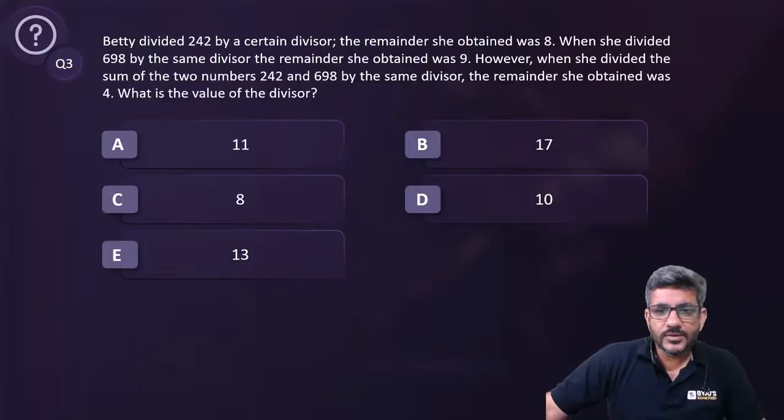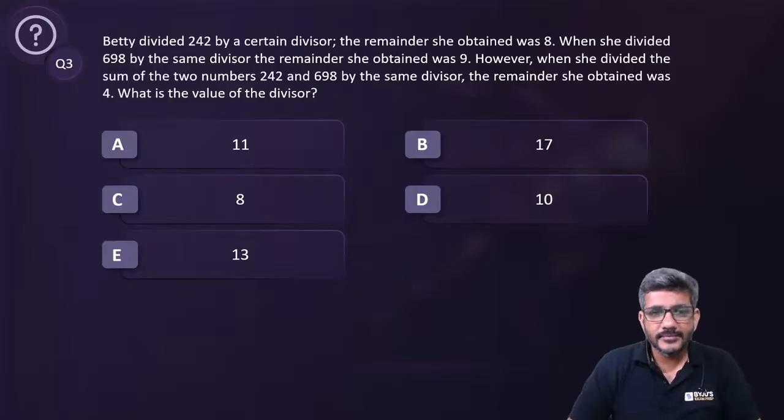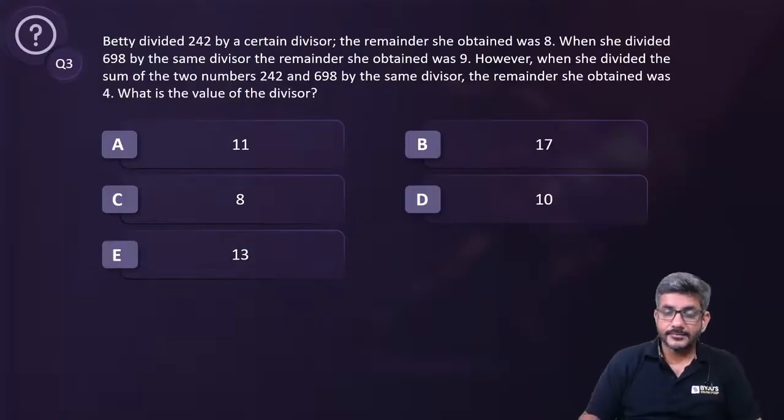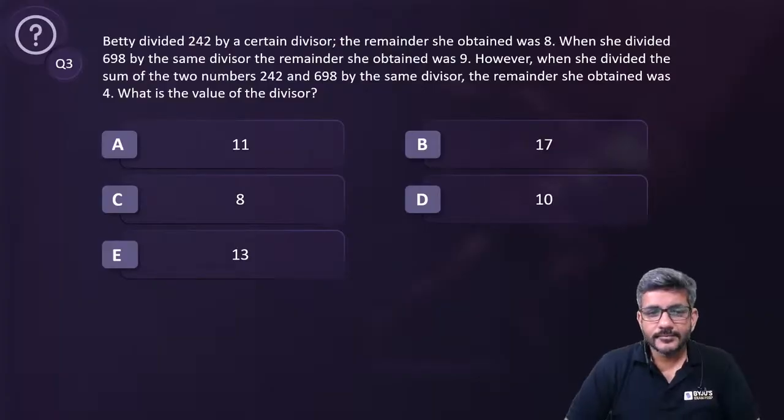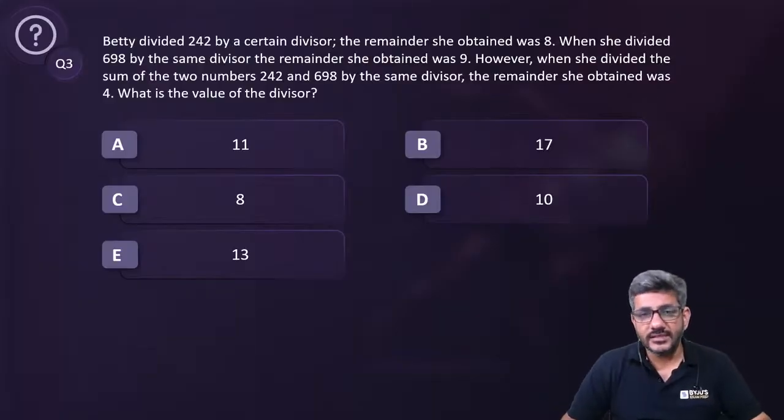What is the answer for this question number 3? Anyone? Vijay Arora has answered. Very good, Vijay. We've got one answer till now. Nay has answered, that's C, which is 8. Vikram has answered, which is E, that is 13. Let's check what is the right answer. So what does the question say this time?